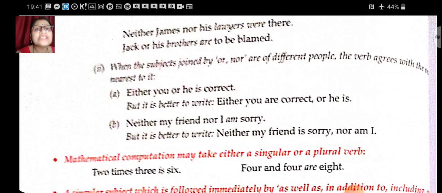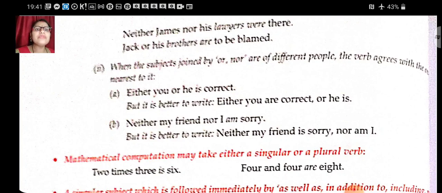Now remember students, in our last examples, "or" simply indicates one thing, because you are supposed to choose one. But neither and nor can be used for two, because they are trying to indicate two things. Jack and his brother, they are talking about Jack also, they are talking about his brother also. That is the reason they have used the helping verbs "are" and "were". Hope it will not make you confused.